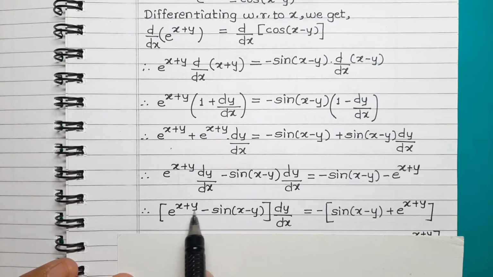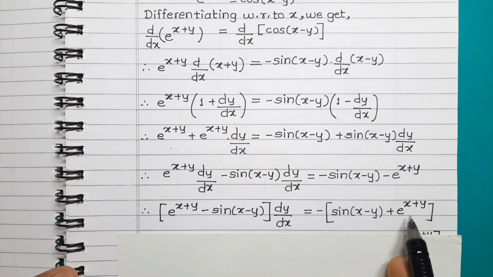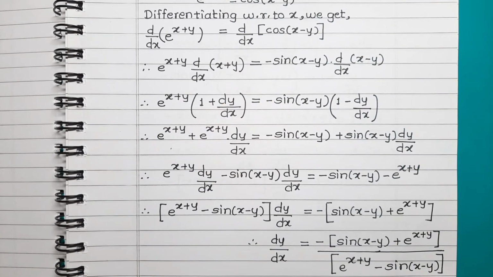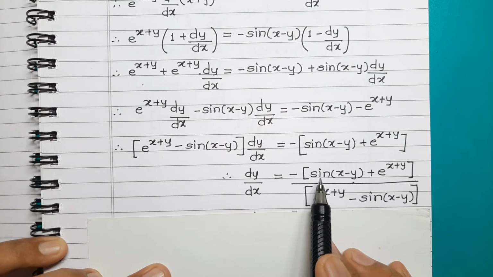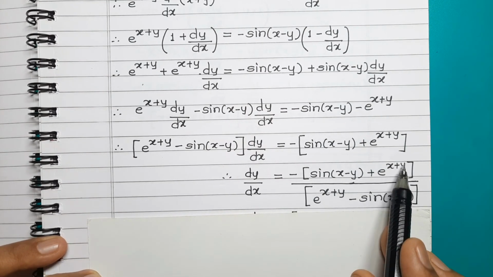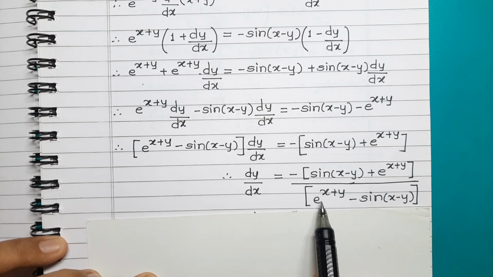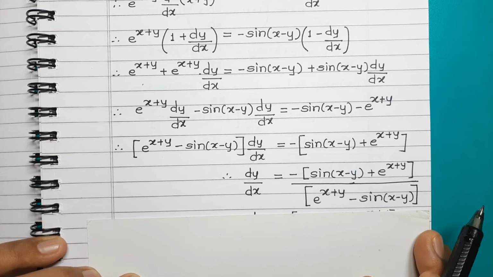So let's shift this bracket, which is multiplied to dy by dx, to RHS to divide RHS. Okay, so we have dy by dx is equal to, see, this is minus of sine x minus y plus e raised to x plus y, upon this term is divided here, e raised to x plus y minus sine of x minus y.